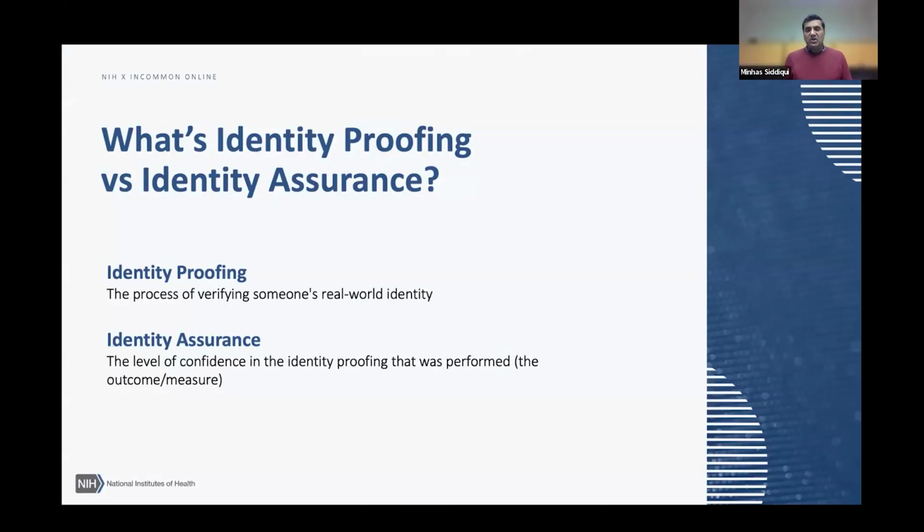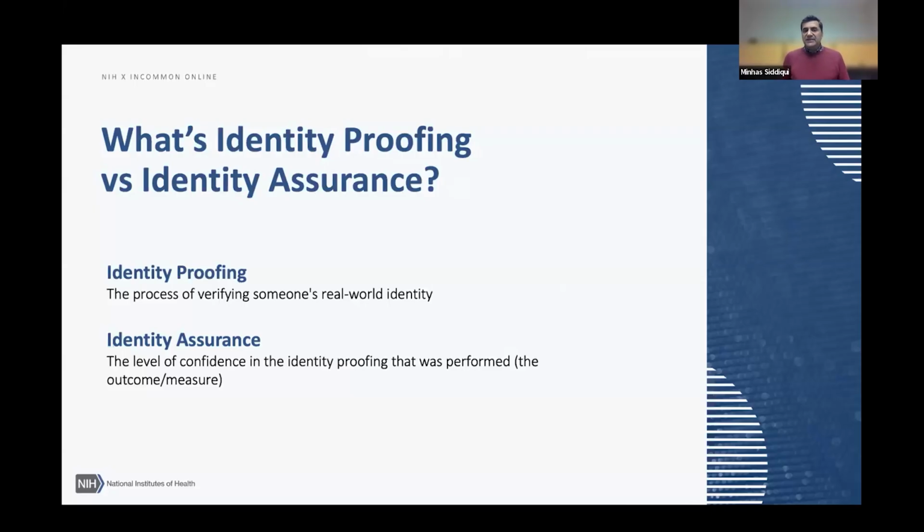It represents the level of confidence we have that the identity proofing was done correctly and thoroughly. This is what gets expressed as levels like NIST IAL1, IAL2, or IAL3, as well as REFEDS IAP low, medium, and high. In other words, assurance is the measure, not the method of identity proofing. A simple analogy is that identity proofing is like taking the exam, and identity assurance is the score you receive.